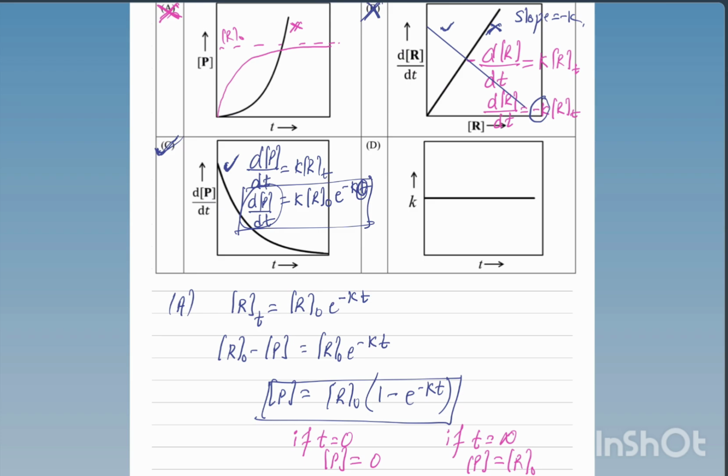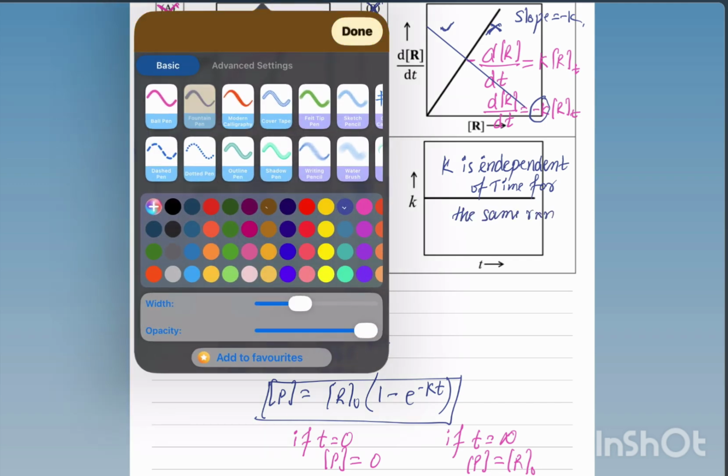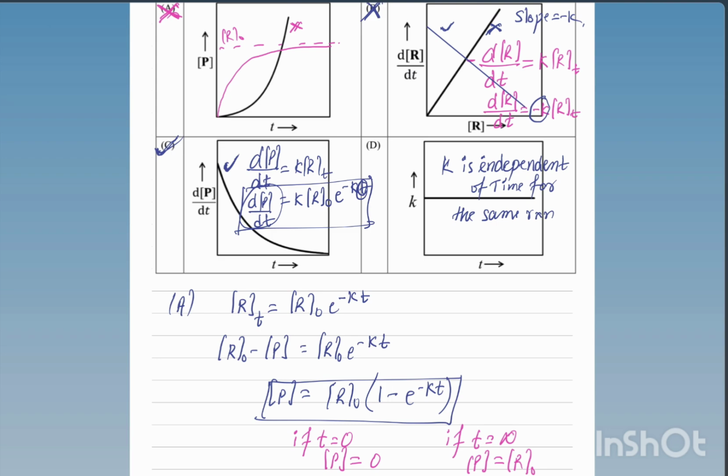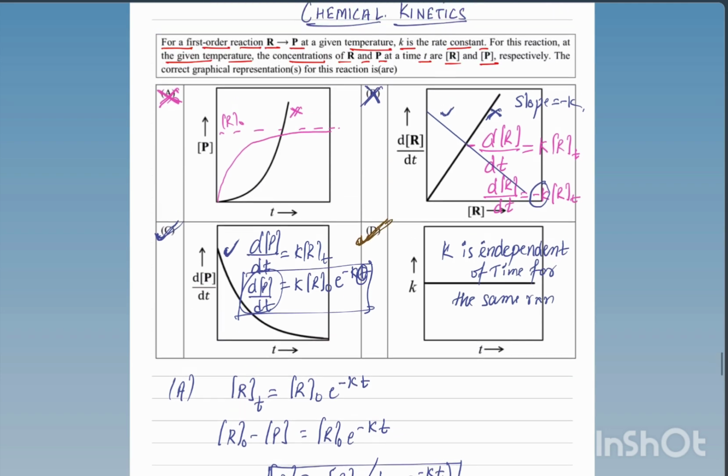And for k, the rate constant k is independent of time. It does not depend on time for the same reaction. For the same reaction, the rate constant does not depend on time. That's why option D, which is a graph of a constant, is the correct option. So D is also correct. So the answer should be C and D. C and D will be the correct answer. Thank you so much for listening.